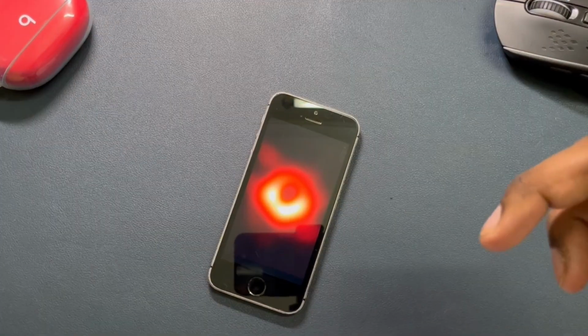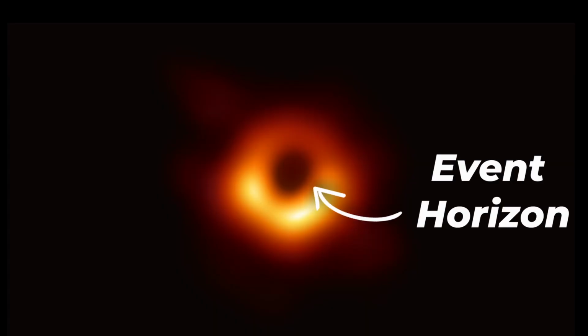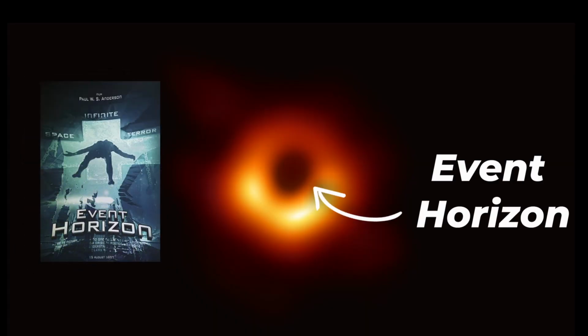Now you would say, doesn't light travel in a straight line? Well, like I've said before, massive objects warp space-time. So light is still traveling in a straight line, except the path it is taking itself is warped. Here I have the picture. Here the black part in the middle of the image is the event horizon of the black hole. Not to be confused with the movie.